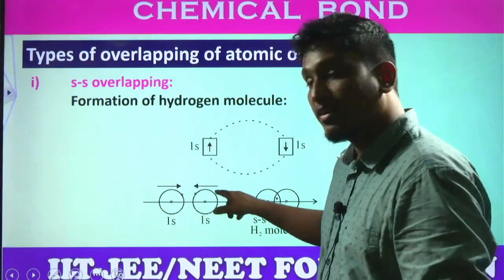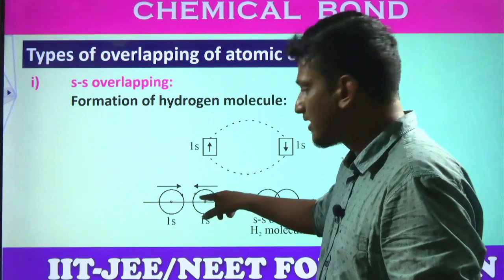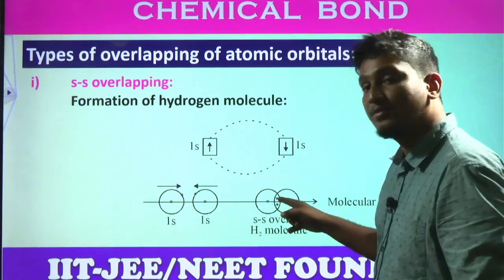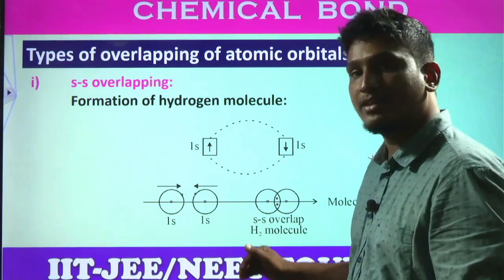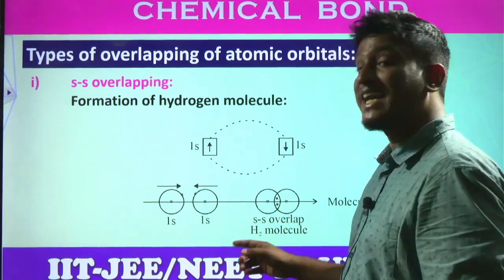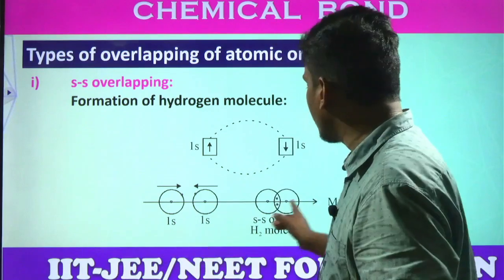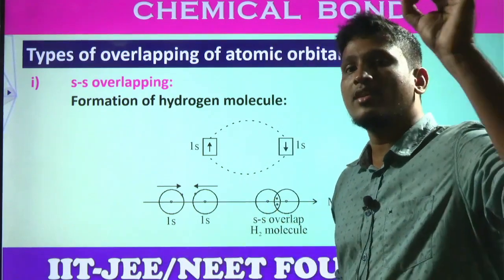Spherical shape. And what is the shape of another S orbital? Also spherical. So when they combine, look at now where the electron cloud is present, students. Is it away from the nucleus or exactly between the nucleus? The electron cloud is present exactly in between both the nuclei. That's why sigma bond is always strong.